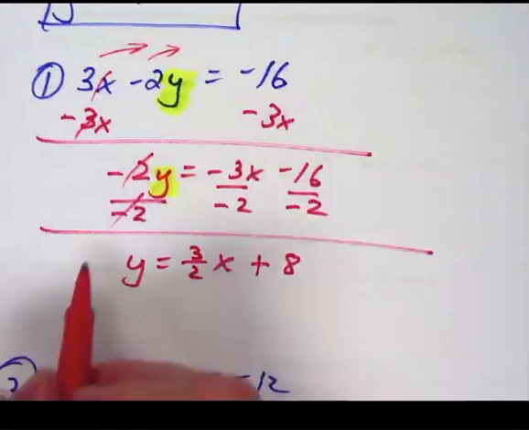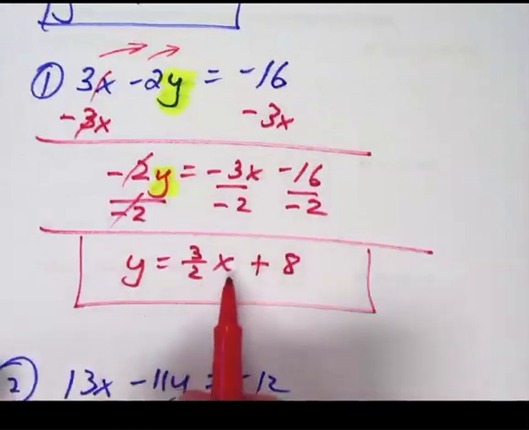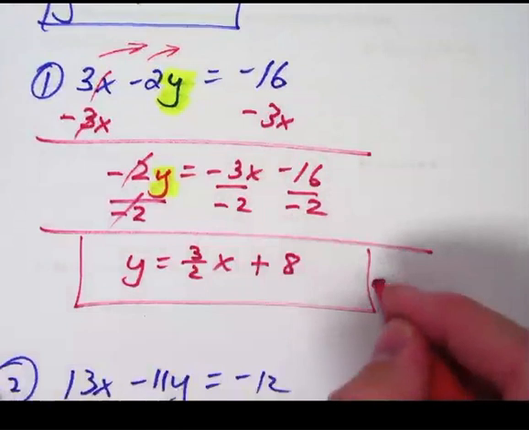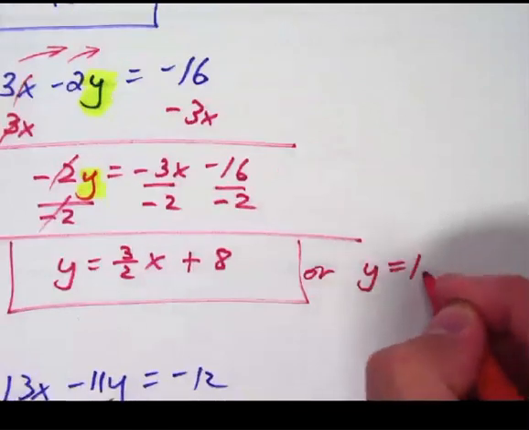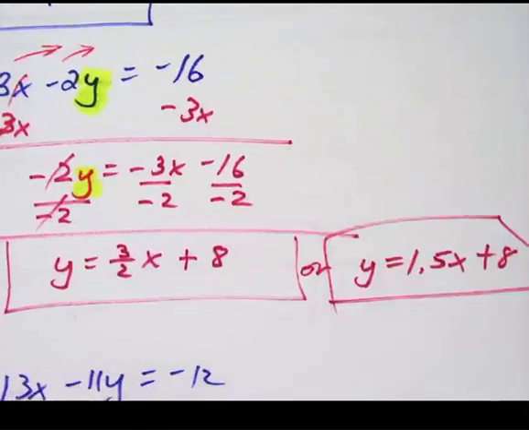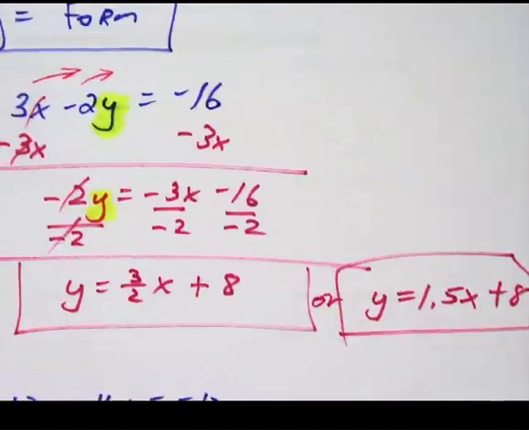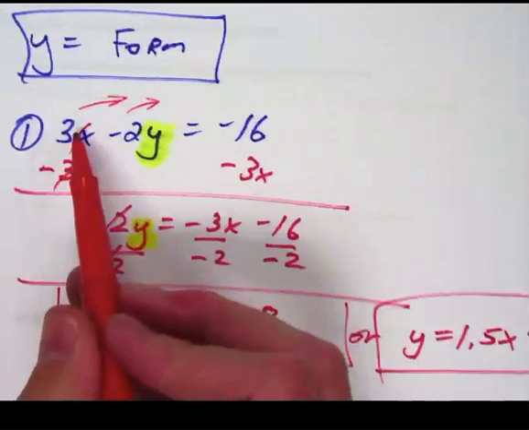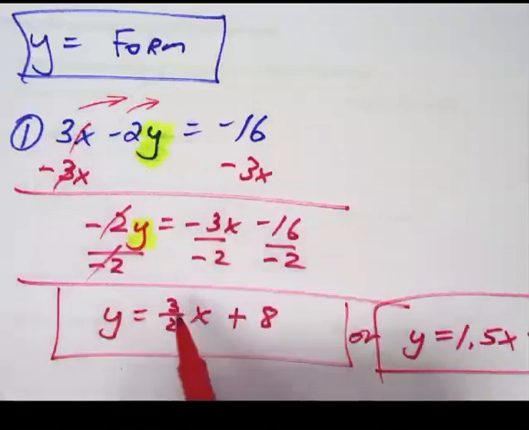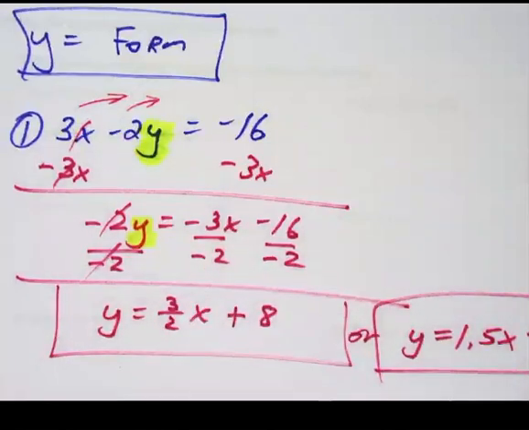And so my answer would be y equals 3 over 2 x plus 8, or if you did 3 divided by 2, that's 1.5. So you could write it as y equals 1.5x plus 8. And that is another solution that is the same for number 1. So again, you get rid of what's being added or subtracted to the y, and then you get rid of what's multiplied and divided. It really is kind of a two-step process to get this particular type into y equals form.